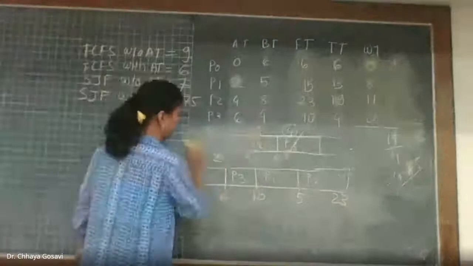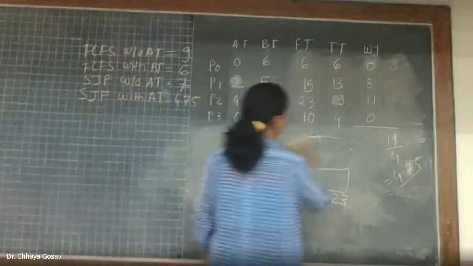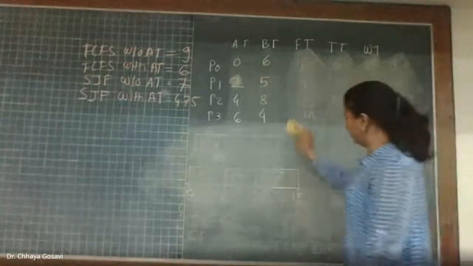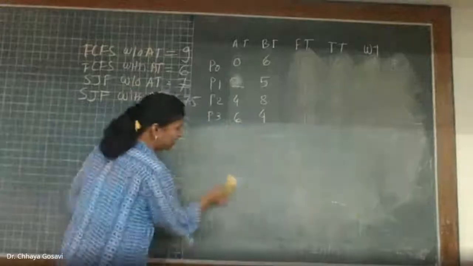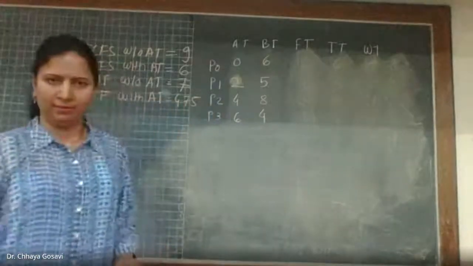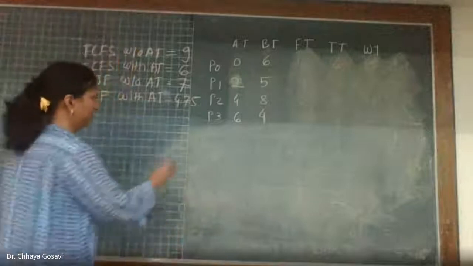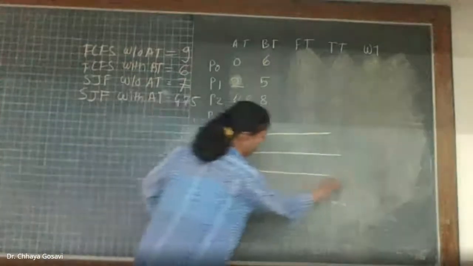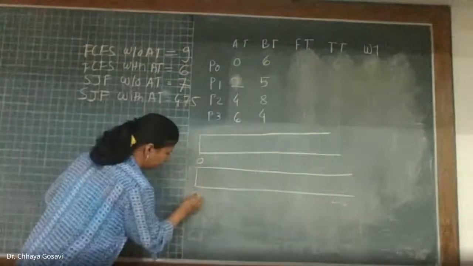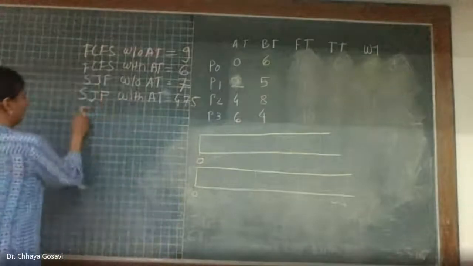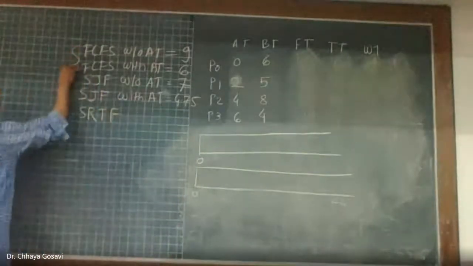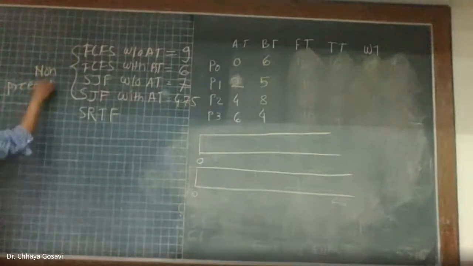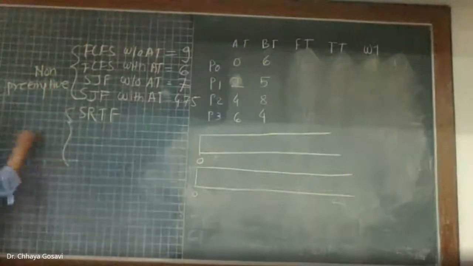SRTF is always with arrival time, because if arrival time is not considered, then it will act as SJF. So for SRTF, there is only one version, with arrival time. These all are non-preemptive algorithms, and these are preemptive.